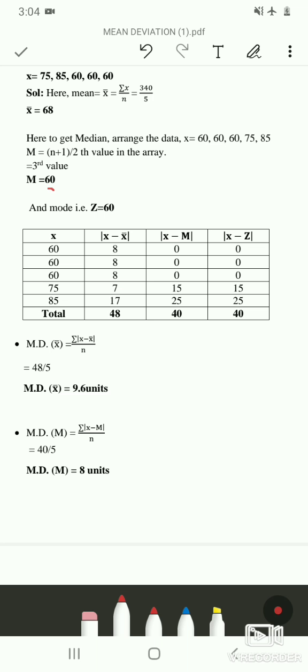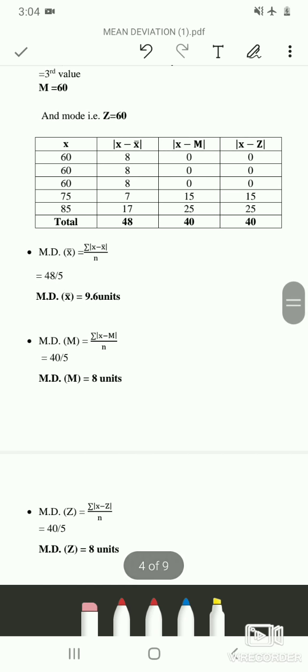Similarly, here z is also 60, so the absolute value of x minus z is 0, 0, 0, 15 and 25. Add the values, so the summation of absolute value of x minus z is 40. So you got all the required information. Now substitute it in the formula.